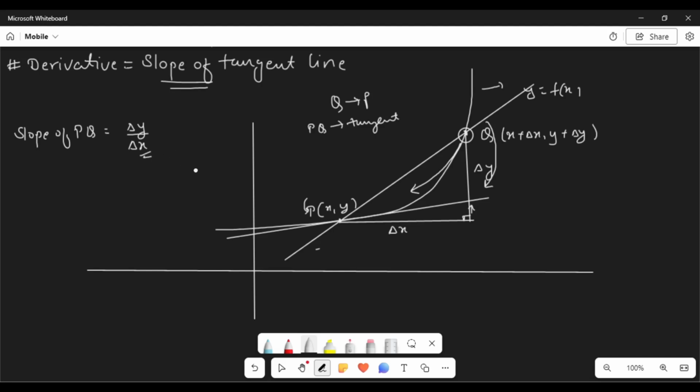In this formula, this can be done by taking limit del x tends to 0. Okay. As del x becomes 0, Q will coincide with P, and the second line PQ will convert into a tangent through P. Right. So, if we take limit del x tends to 0 and find del y by del x, this gives us what? This gives us slope, and this limit tells us the second line converts into tangent. So, this as a whole gives us slope of the tangent line.